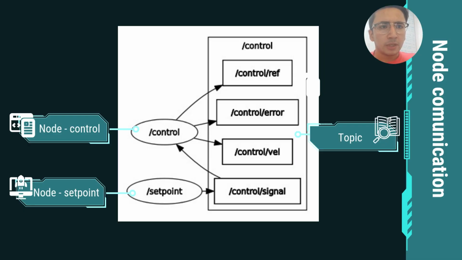This diagram shows the communication between our nodes in ROS. With a control node and reference node, the control node processes the speed and generates a control signal. With the reference node set the desired speed, the nodes exchange messages through topics.